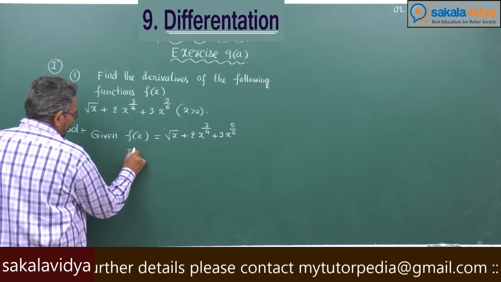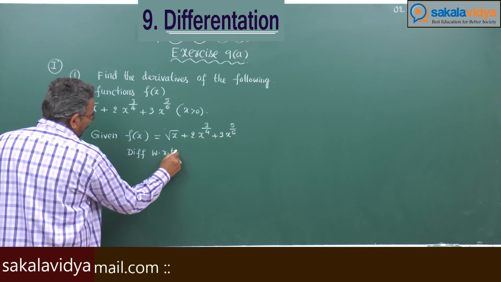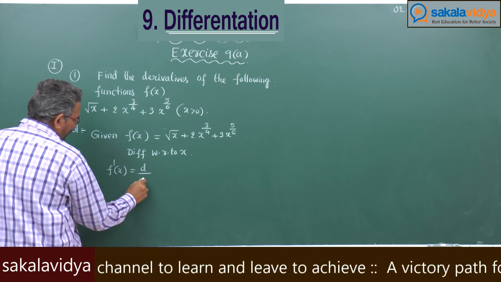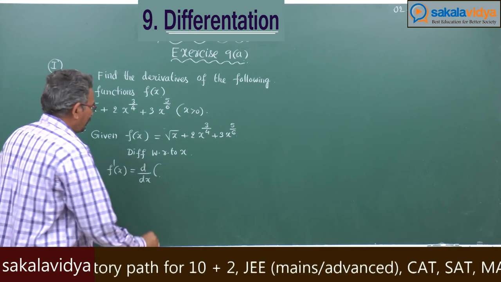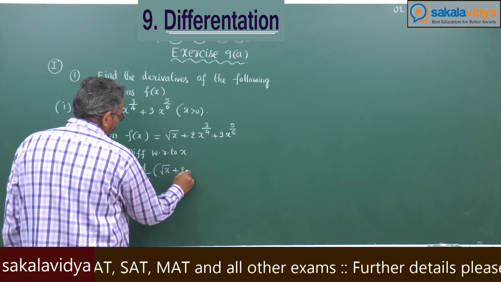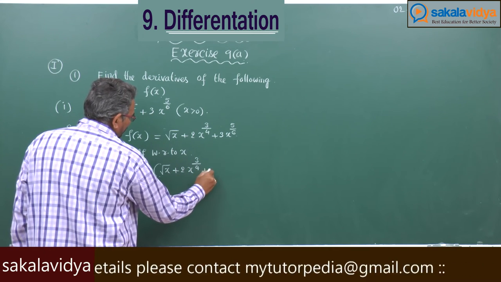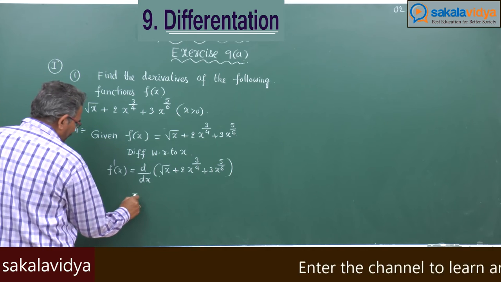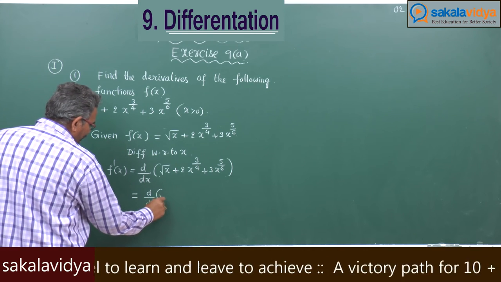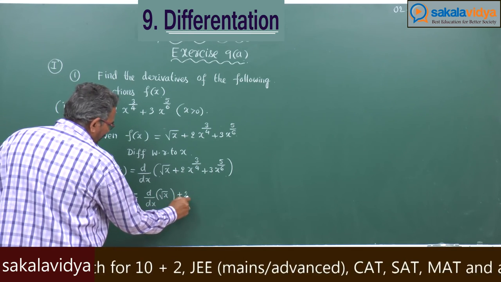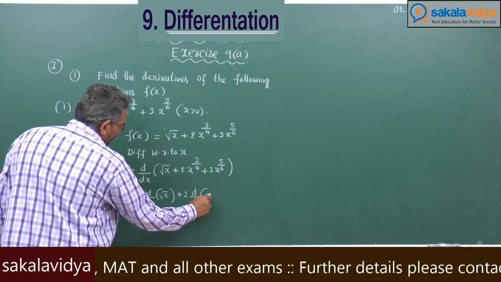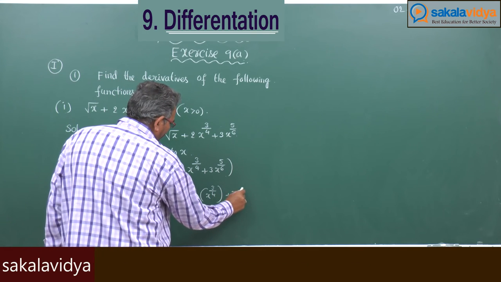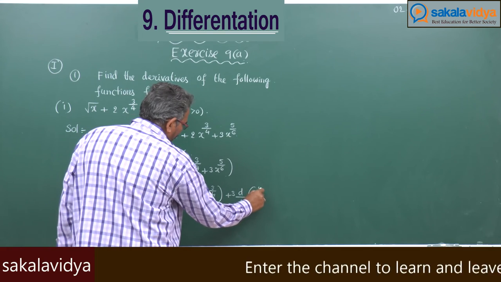So now differentiate with respect to x. This becomes f dash x. This is nothing but d by dx of root x plus 2x to the power of 3 by 4 plus 3x to the power of 5 by 6. Now this can be written as d by dx of root x plus, 2 is scalar, taken common, 2 into d by dx of x to the power of 3 by 4 plus 3 into d by dx of x to the power of 5 by 6.